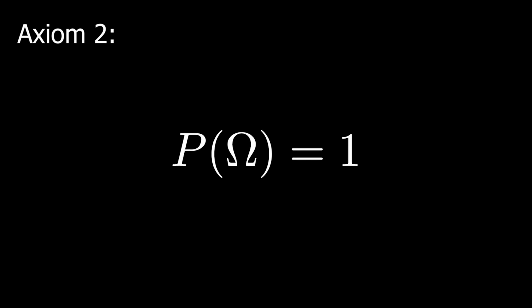Axiom 2. The probability of the entire sample space is 1. This could be read as, something has to happen. Even if we had a result in our experiment that was nothing happened, then that would still be an element in the sample space, a possible outcome.